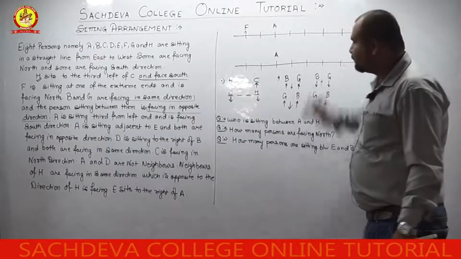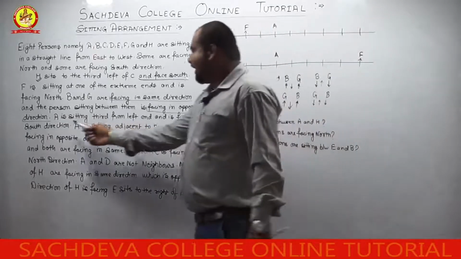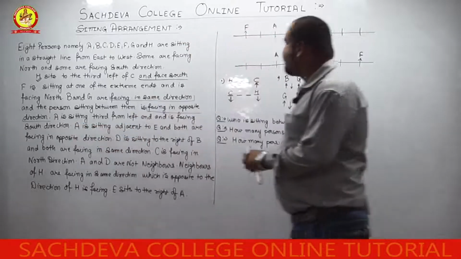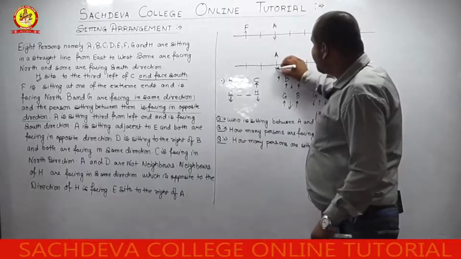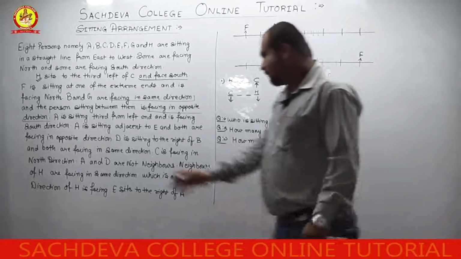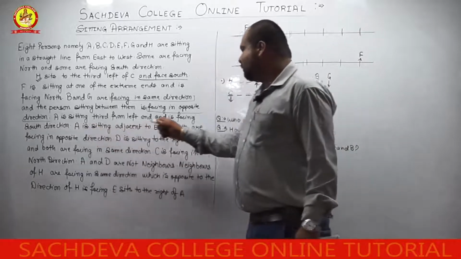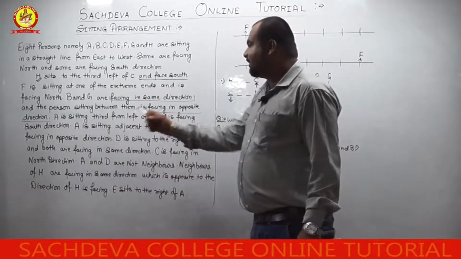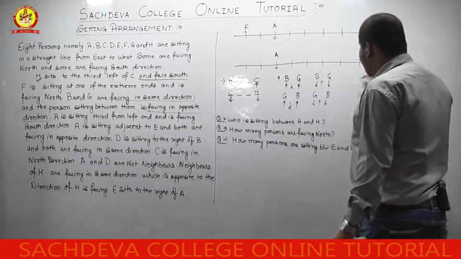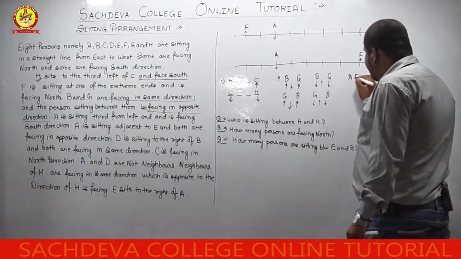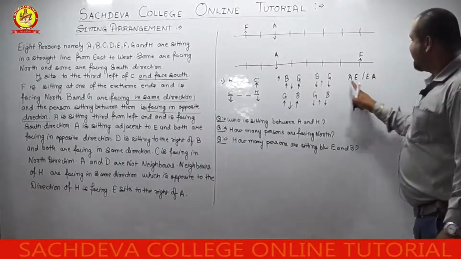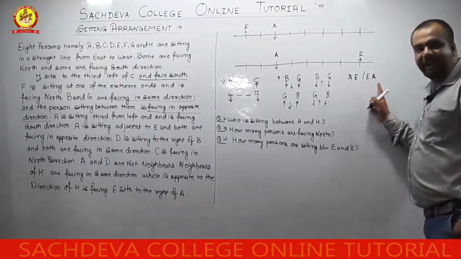Yes or no? Now, when I am saying that A is sitting third from left end and is facing in south direction, then the direction of A is also confirmed: A is facing in south direction. Then A is adjacent to E and both are facing in opposite direction. What do we mean by adjacent? That A and E are sitting next to each other. So there are two possibilities, AE or EA.